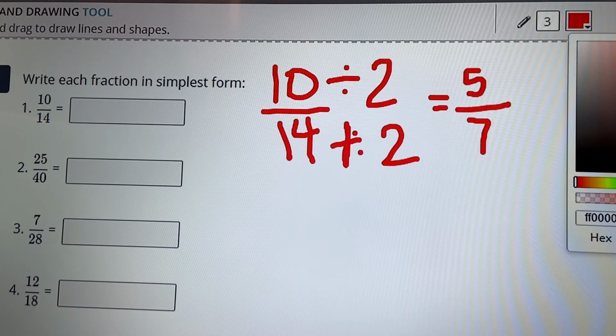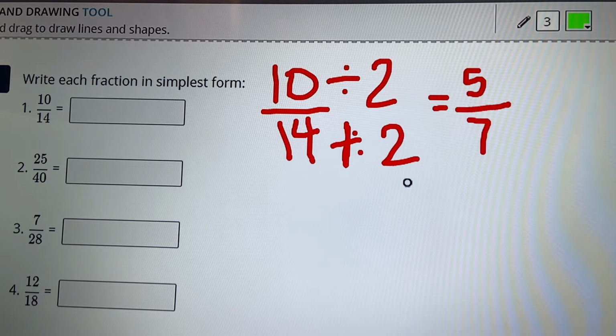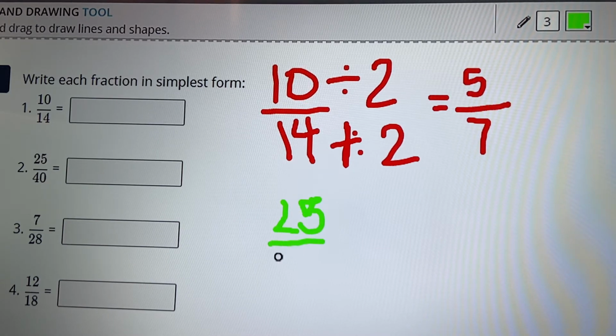All right, I'm going to change colors. Let's go with the green. Okay, 25 over 40. Oh, goodness. 25 over 40. I'm not doing very good. There we go. 25 over 40. What will go into 25 and 40? Look at these two numbers. Look at the 5 and look at the 0. 5 and 0. That's kind of a clue that 5 will go into both of those numbers.